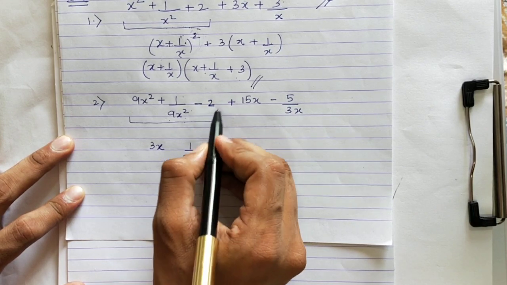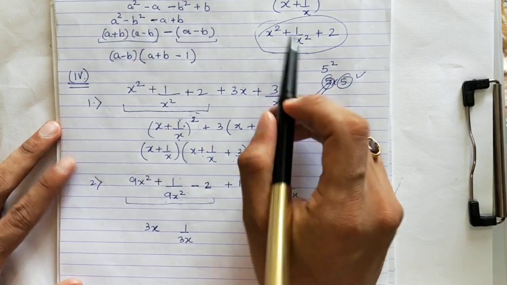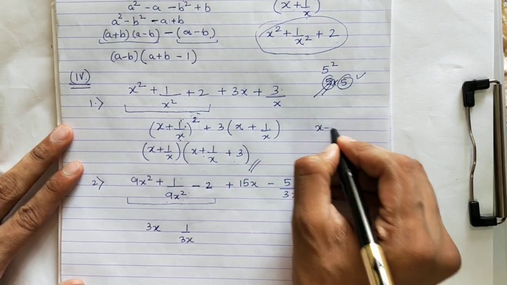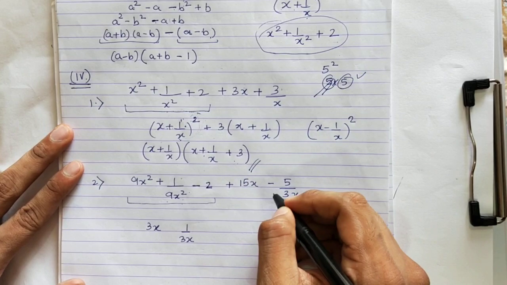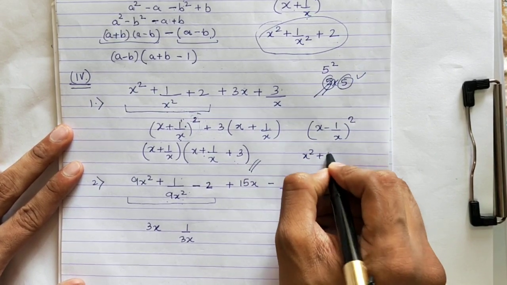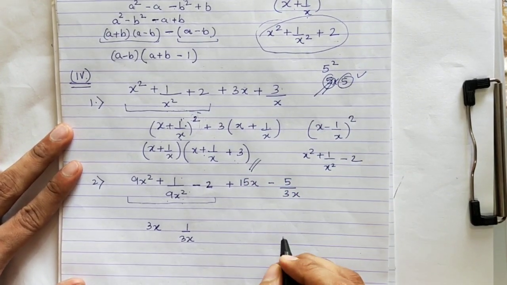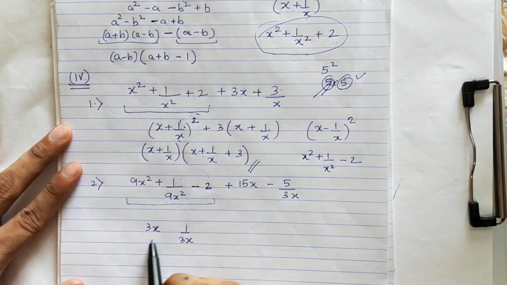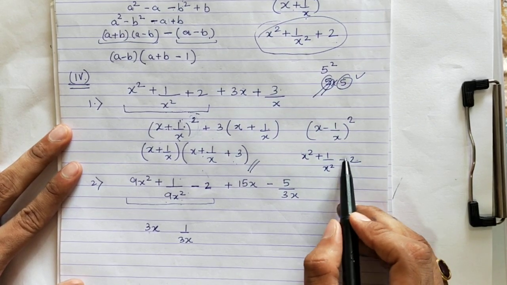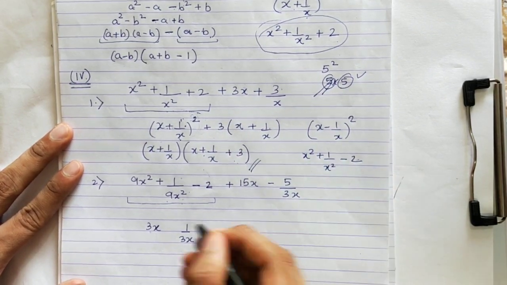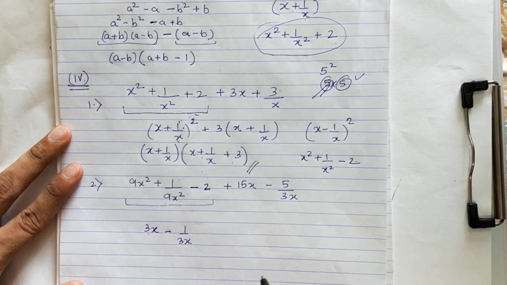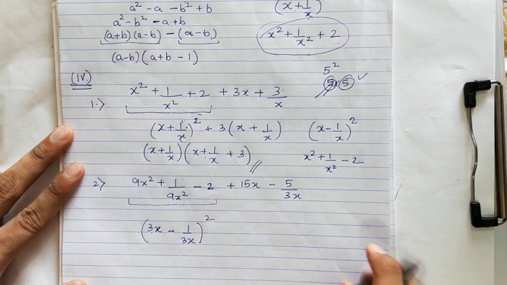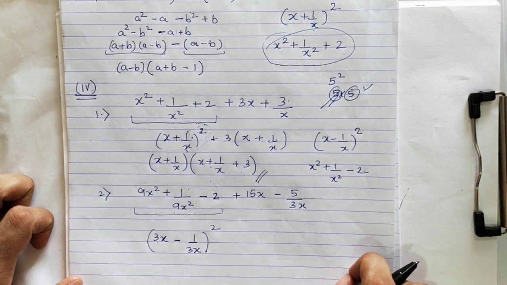And minus 2. This is the 2ab term. Minus 2. This is this term. See here. For plus, x plus 1 upon x, this is the formula. For minus, x minus 1 upon x, the formula is x square plus 1 upon x square minus 2. So this is this formula, where in the place of x, we have 3x. And whenever you have minus 2, understand that the sign which will come here is minus. So I'll write a minus sign here. So these three terms together make this formula, 3x minus 1 upon 3x the whole square.